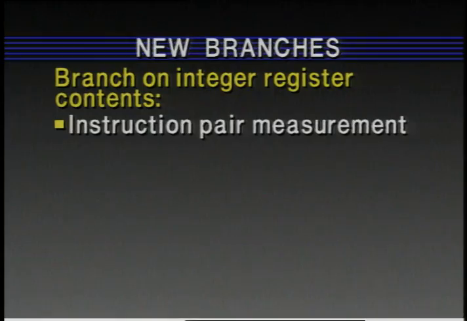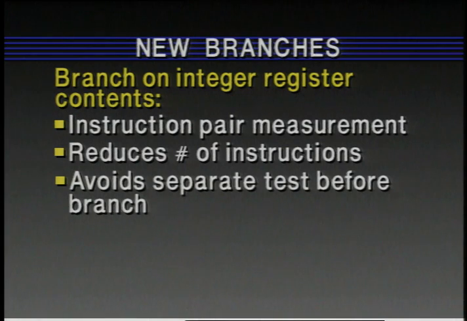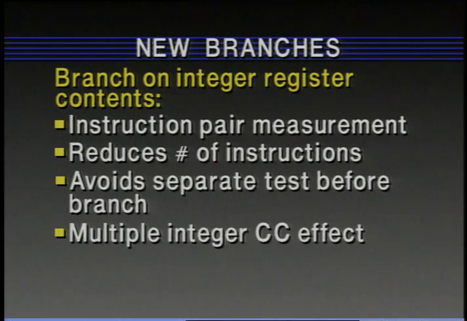By having a single instruction which can test the value of a register and then branch on those contents, we can reduce the overall number of instructions by a fairly significant amount. This avoids having to have a separate test instruction in front of the branch. But another real benefit of this instruction is it gives the effect of having multiple integer condition codes, because we can compute any arbitrary condition and put it into a register, in any of the general registers in fact, and then branch on any of those general registers at a later point in time.